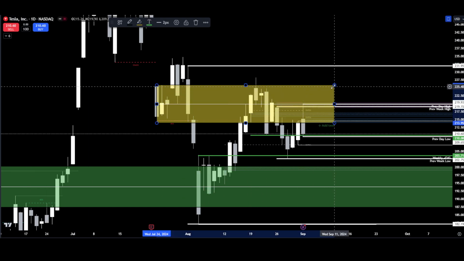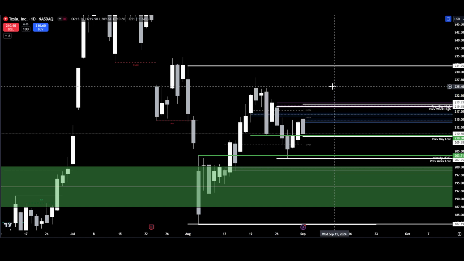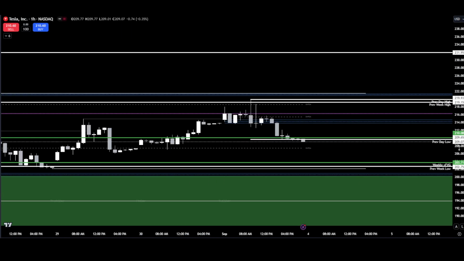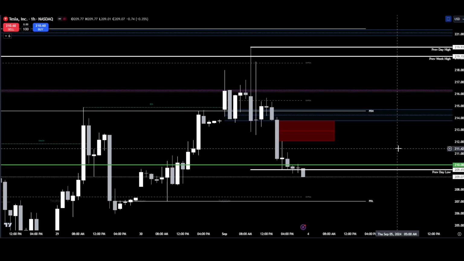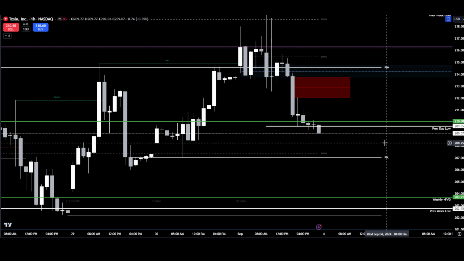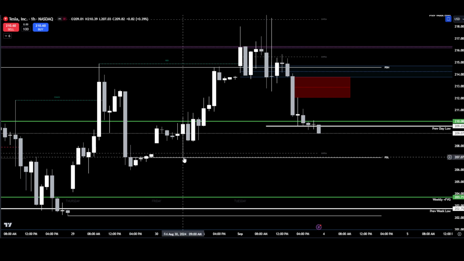I'm going to take that breaker block off just so we get a better look. We'll drop into the 1 hour chart. Zoom in a little bit more. Okay, the 1 hour chart again. And after hours trading, we're right down here around 208. We've already filled this gap with a wick.